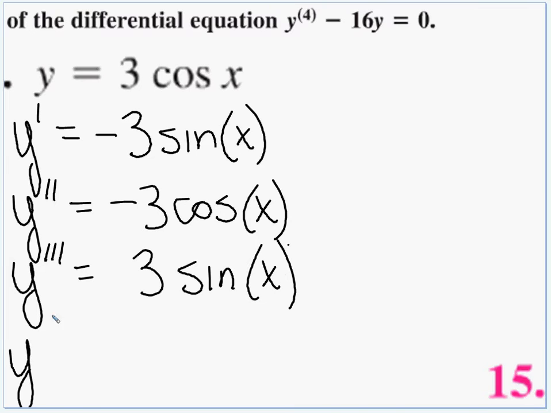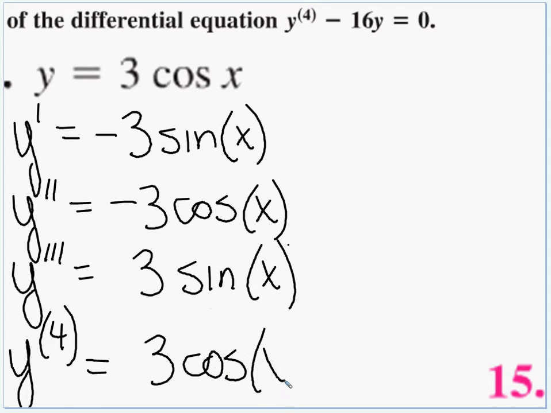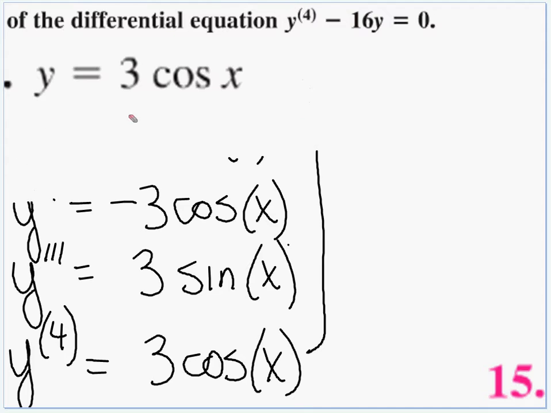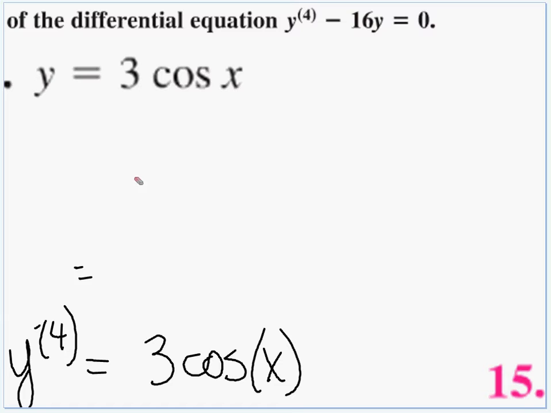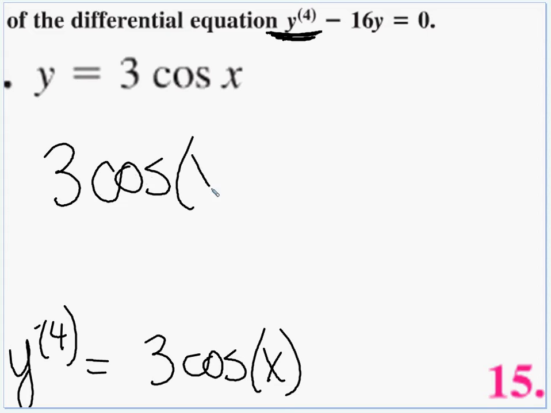And one more derivative, the fourth derivative of y, sine derives to cos. So that'll be 3 cos of x. And look, we got right back to where we started. Our fourth derivative is the same as the original function. Now, we don't need the derivatives in the middle here, so we can get rid of those. And let's see, the fourth derivative of y, that is our 3 cos x, minus 16 times the original y, that's 3 cos x.